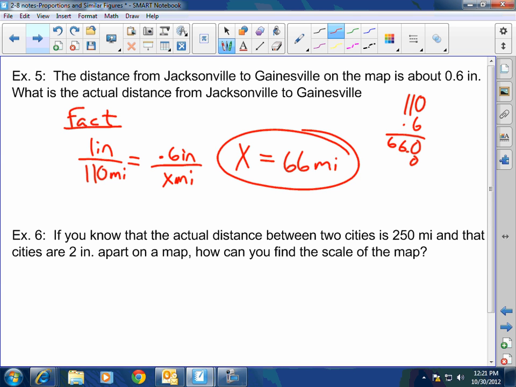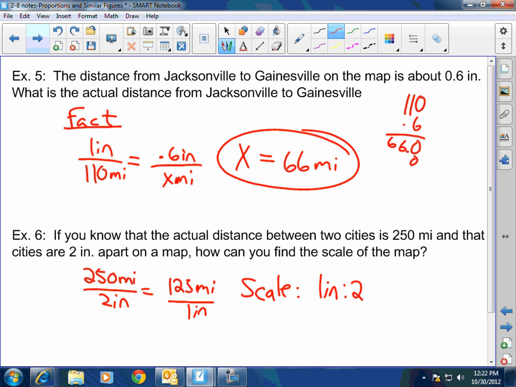Awesome. We know that the rate here basically is for every 250 miles you had 2 inches on the map. Well, that means that 125 miles would equal 1 inch. So my scale would be for every inch on the map, it corresponds to 125 miles in actual distance. Remember, why did I use the colon? Because that's another way to represent a ratio. 1 inch to 125 miles is the ratio.